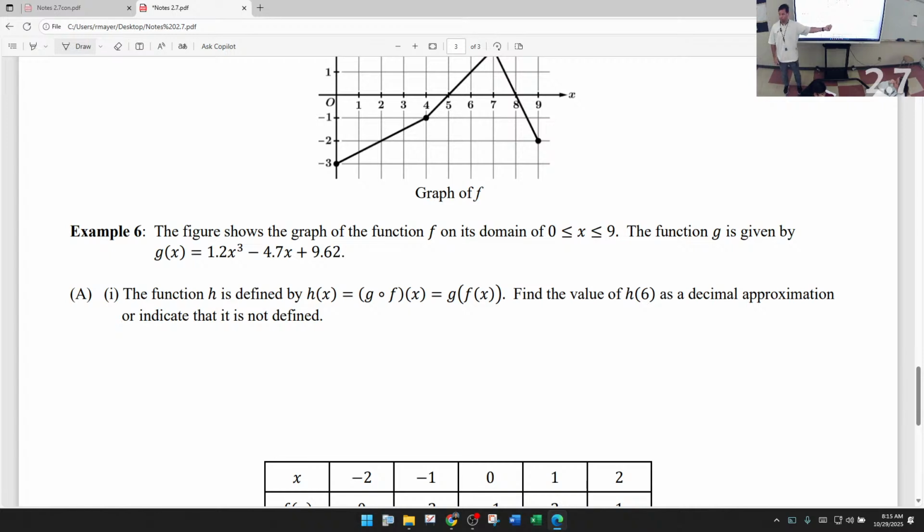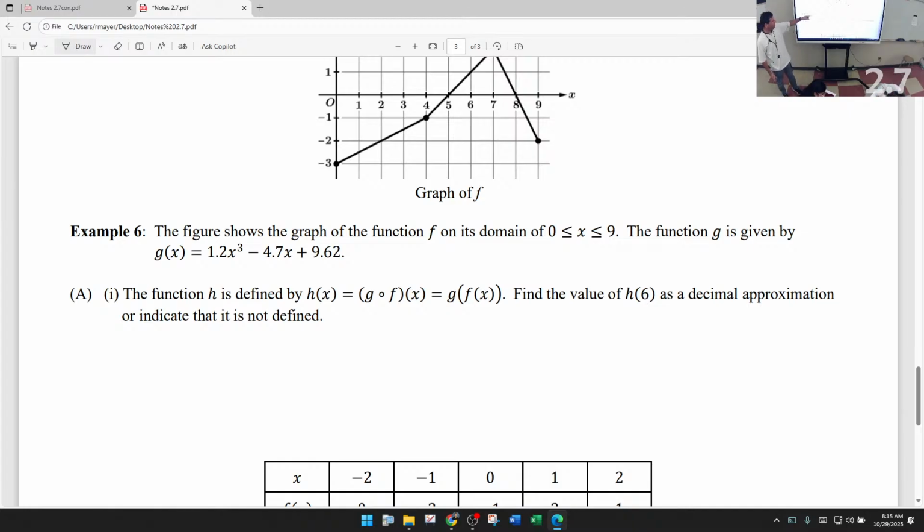Oh, they did both. Y'all see that, right? So there they did the little circle thing, the golf thing is what I call it, g of f. Find the value of h of 6 as a decimal approximation, or indicate if it's not defined. That's a typical type question if it was calculator. Because of all these darn decimals, this almost has to be a calculator question.